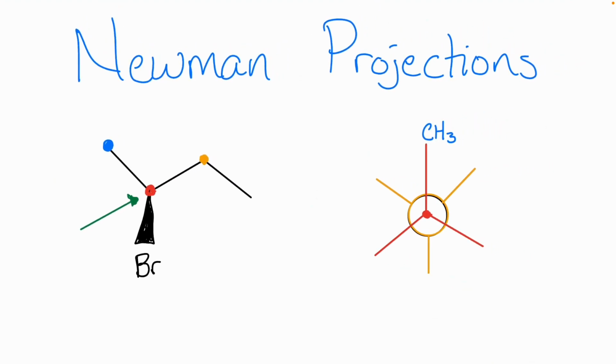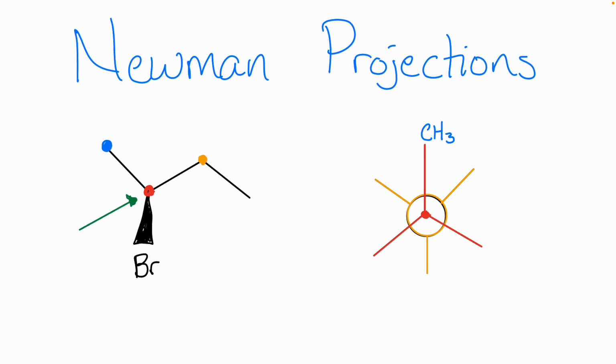All right. These wedged bonds, they're pointed out of the page, right? So we need to make sure. So I got these other two positions on my red carbon. But that bromine is going to be in one particular position because it's on that wedged bond. The wedges will go on the right-hand side of your diagram. Okay? So that means that bromine will go in the bottom right corner.